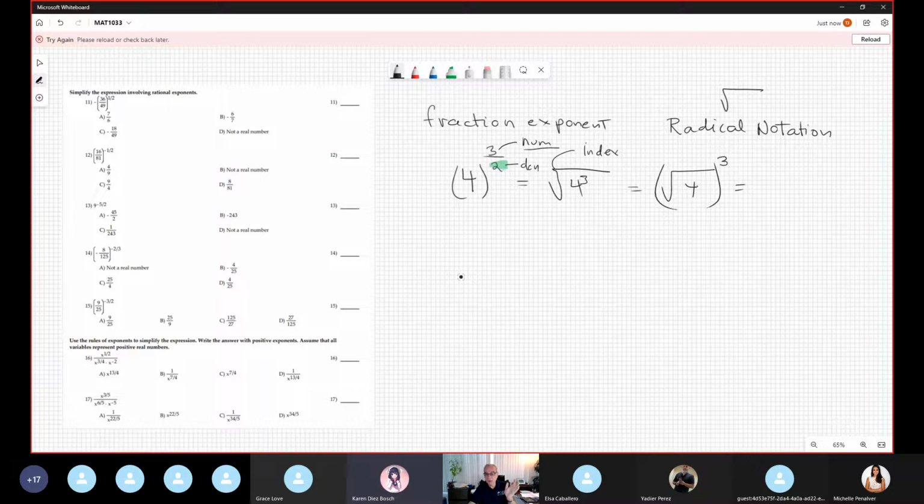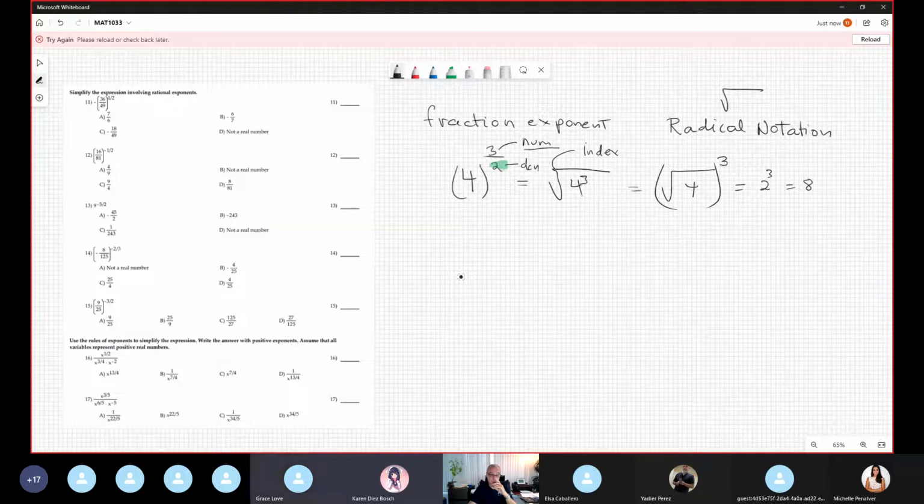How do we compute it? Easy. The square root of 4 is 2. And 2 cubed is 8, which is 2 times 2 times 2. Got it? Clear or no? You see?